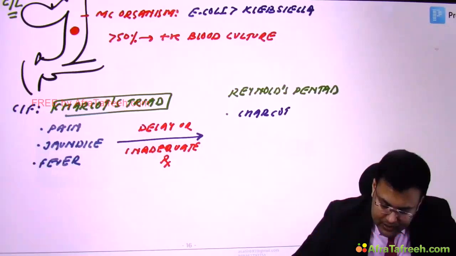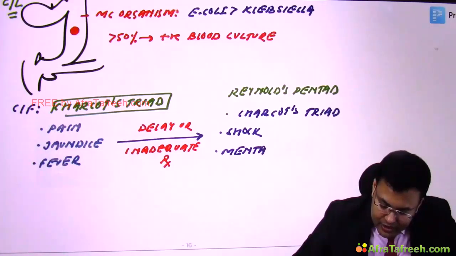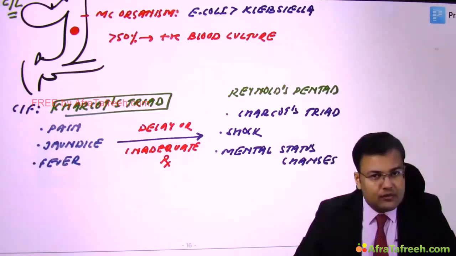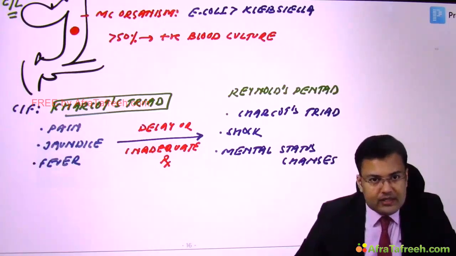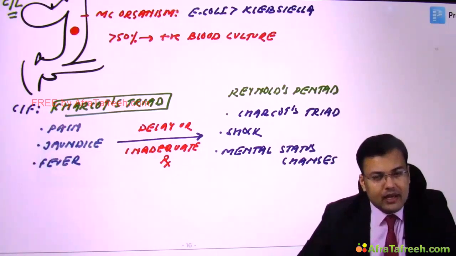So apart from Charcot's triad, there is shock and mental status changes. Clear? So most of the times when these patients are brought to our emergency, they are having systemic sepsis and some of them are having shock also. So what is the first step?